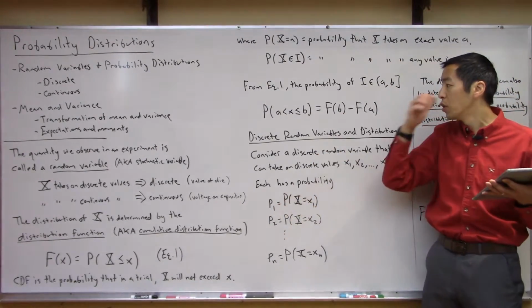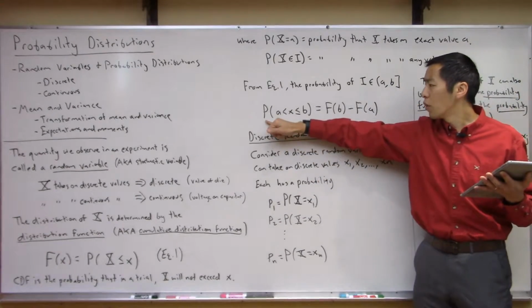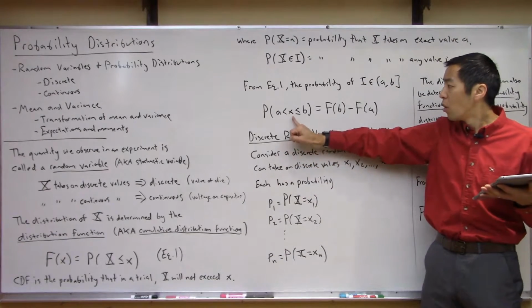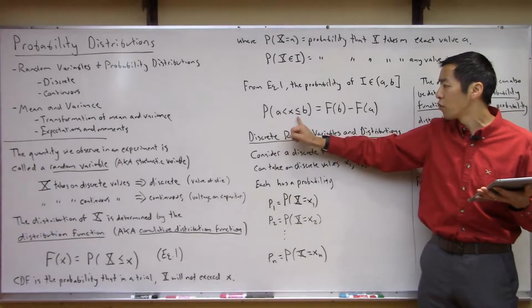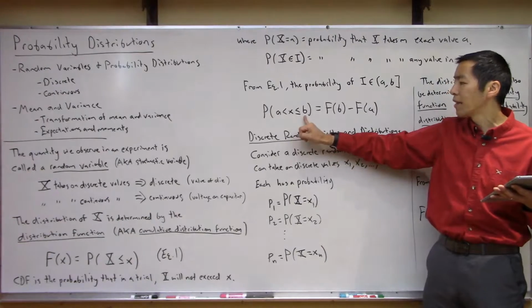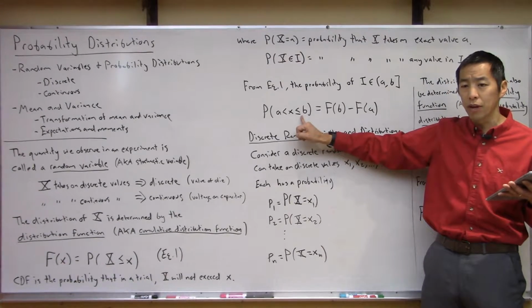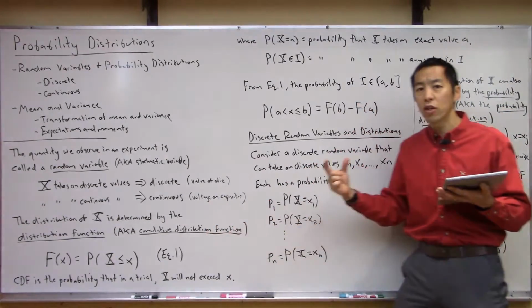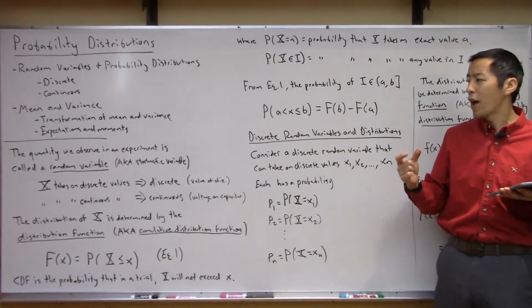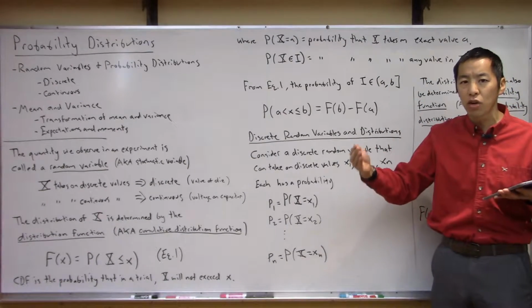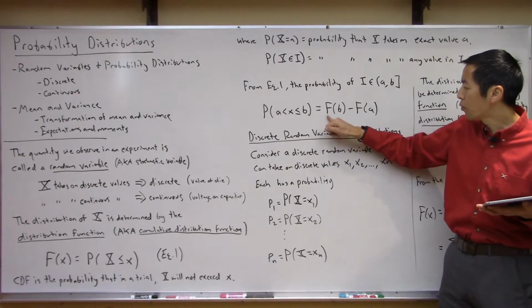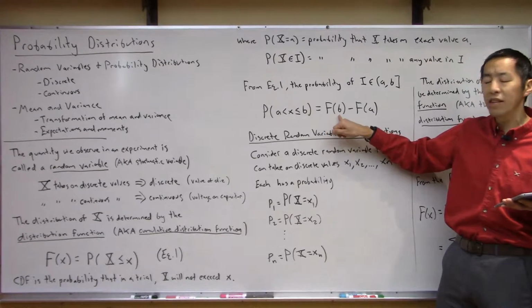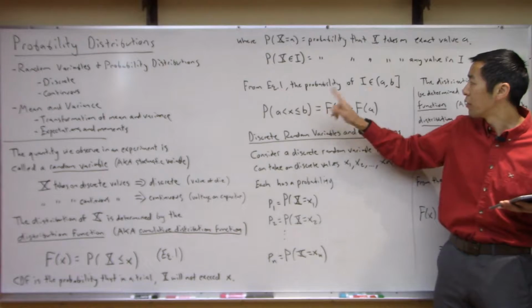cumulative distribution function, we can start asking ourselves things like, what's the probability that a value X of my random variable falls within this range of strictly greater than A, but less than or equal to B? Now, if you look at that, the cumulative distribution function told us the probability that X does not exceed a certain value. So this term right here, F of B, tells me the probability that the random variable doesn't exceed the upper bound of this interval.